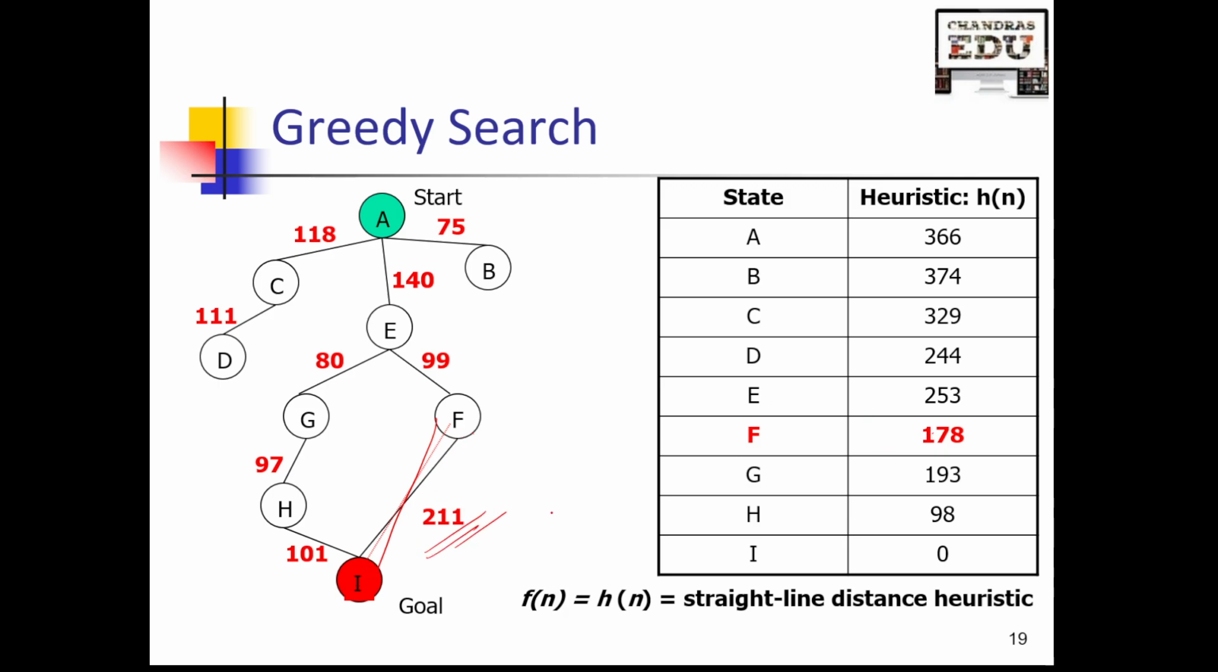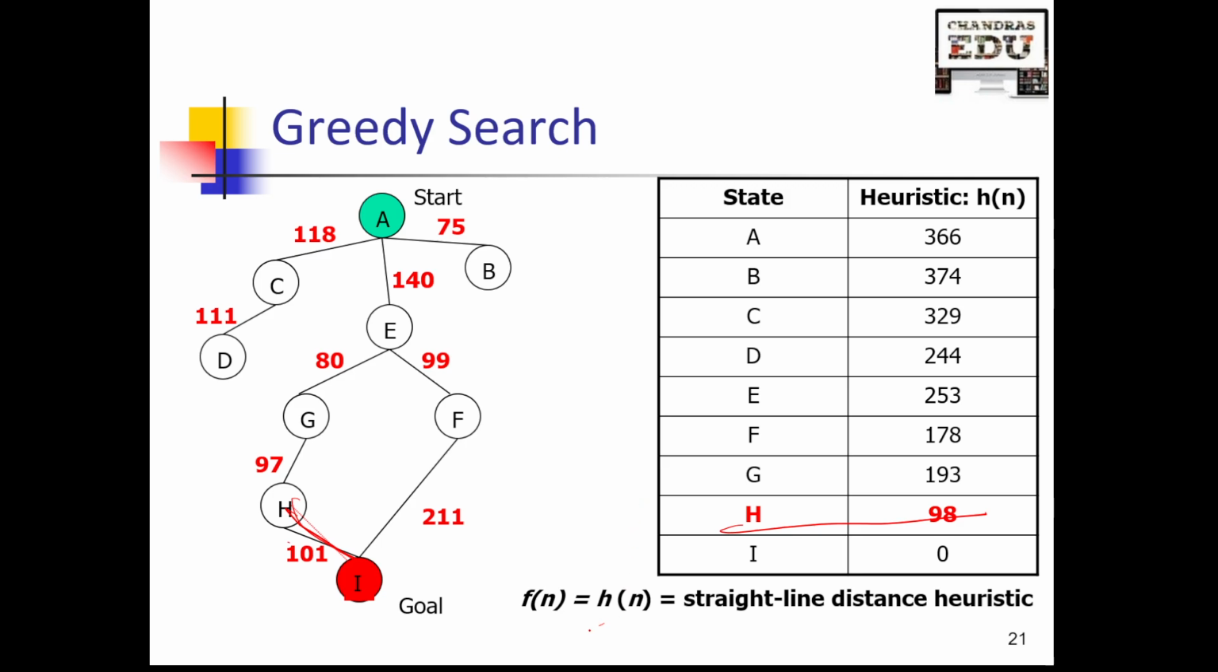But when you take a straight line distance, it is less than that. That is nothing but 178. Next, if we go to node G, that is, to the final state, the goal state I, it is nothing but 193. Next, from node H, here also you can see that if you take the path cost distance, H to I is 101, but if you take the straight line distance, it is 98. So this path cost is different from the straight line distance.